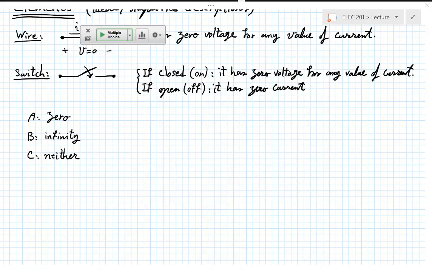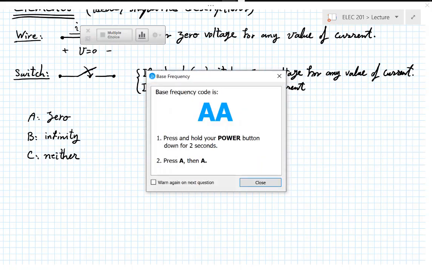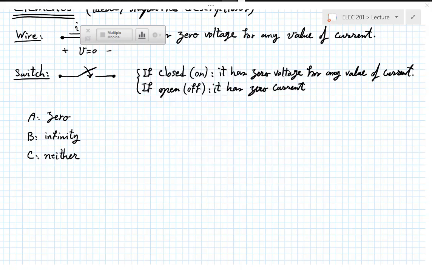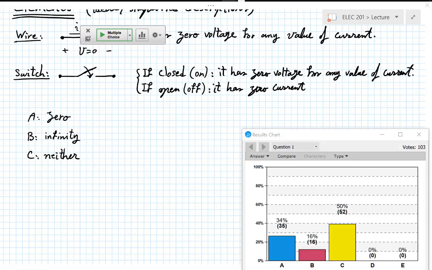So we have 3 options. When the switch is open or off or disconnected, we said it has 0 current. What about its voltage? Is it A, 0, B, infinity, C, neither of those? So you have, there you go. All right. Here's the result. Let's take a look.